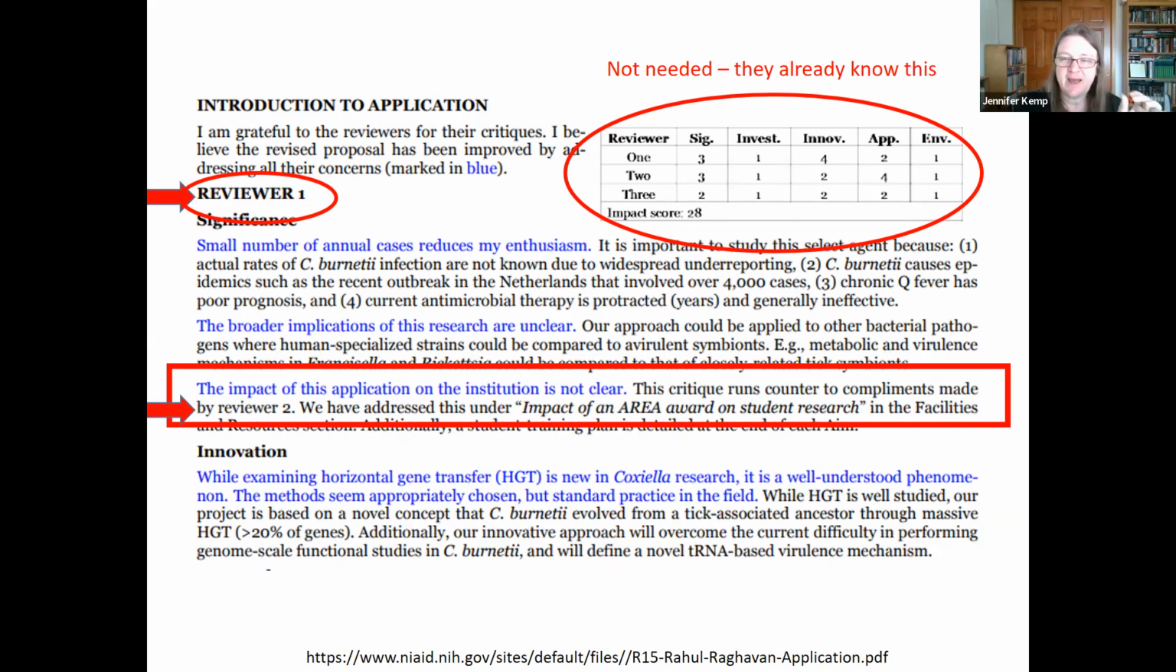Here's another example that I think is argumentative, actually. So the criticism in blue was that the impact of this application on the institution is not clear. So some reviewers said that, okay. They open their response saying, this critique runs counter to compliments made by reviewer 2. So someone else, reviewer 1, maybe had this concern, and they're opening it with a rebuttal saying, oh, well, reviewer 2 disagreed with you, so you must be wrong. And I think that's just a really ineffective way to counter this.